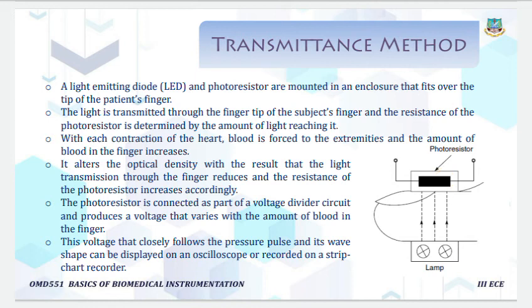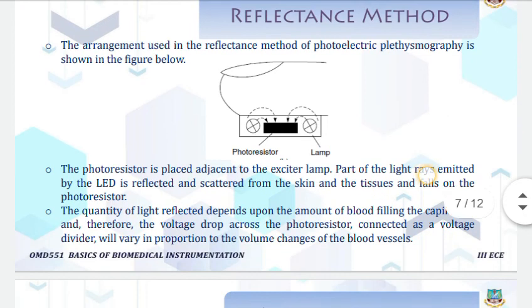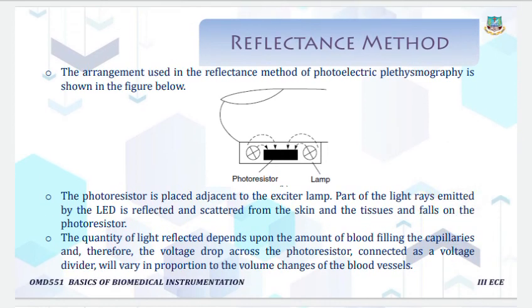That is the transmittance method. Through this we are able to measure the pulse rate. Then the reflectance method. This figure shows the reflectance method. In the previous one, that is the transmittance method, we are placing the photoresistor on the top of the finger and the lamp below the finger.